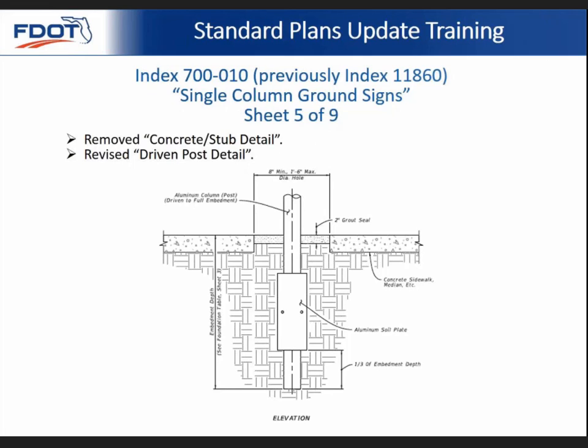You can see that the soil plate has a different configuration from what existed previously. And this is due to maintenance issues. The concrete stub was having problems with the concrete cracking. The driven post is easier to insert into the soil if you're trying to replace an existing driven post.